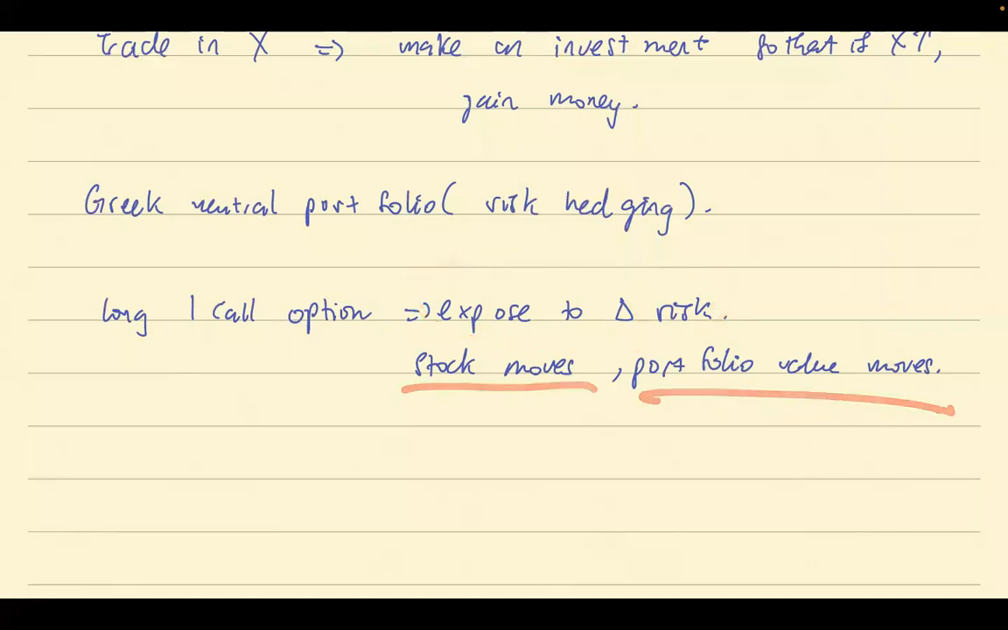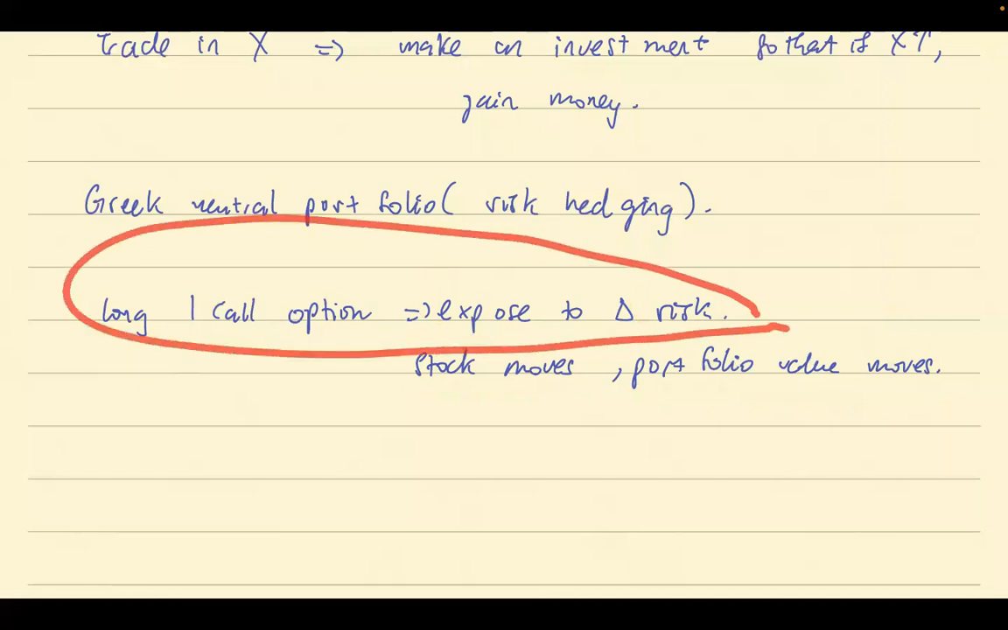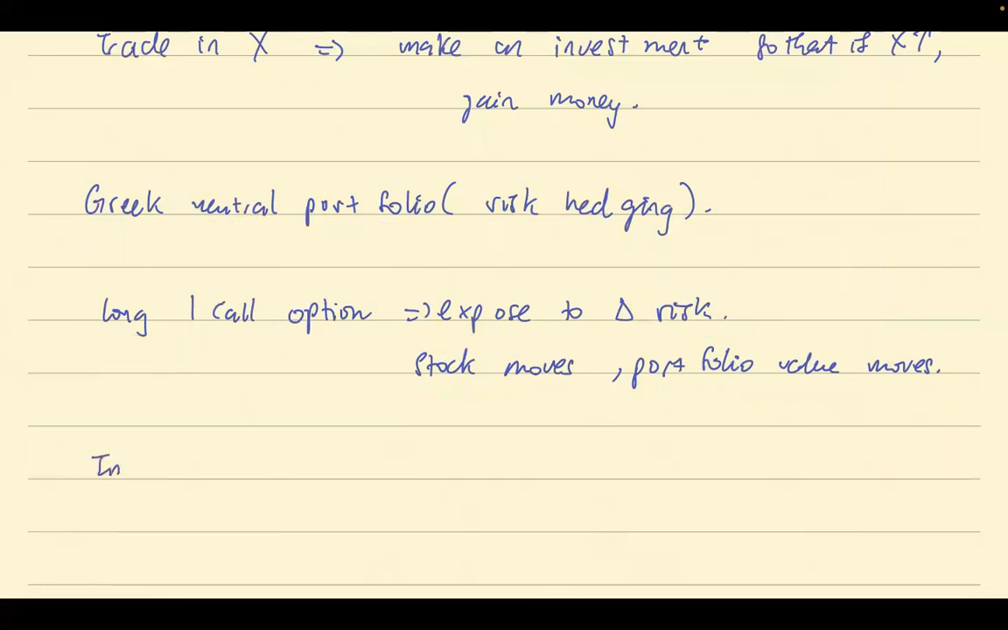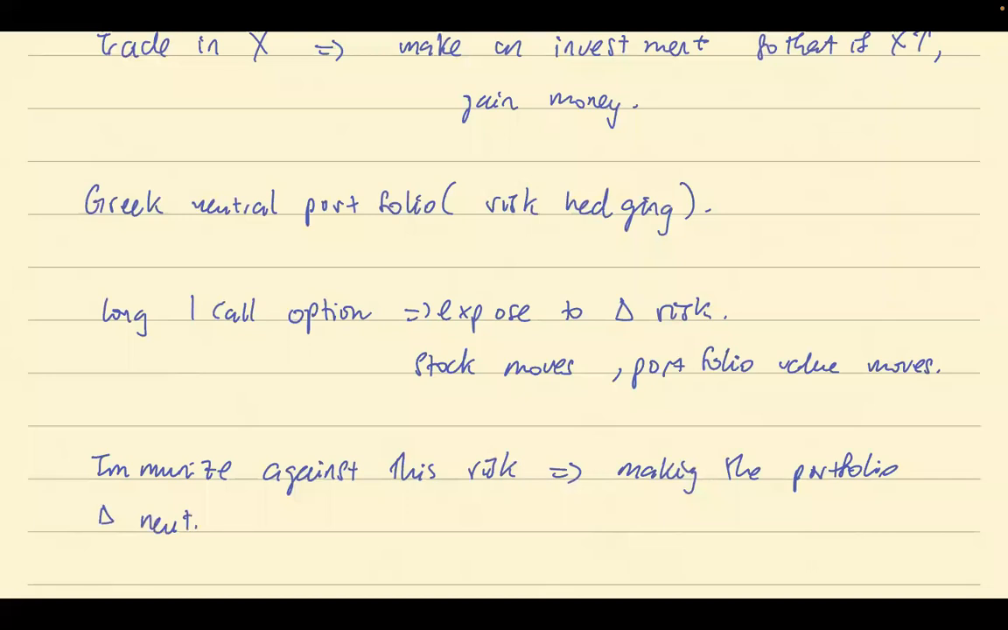So how do you immunize against this risk? Well, you immunize against this risk by making the portfolio delta neutral. What does that mean? What that means is you need to hedge the risk. You need to hedge by investing in something else, in an extra asset, right? Well, here's very simple.